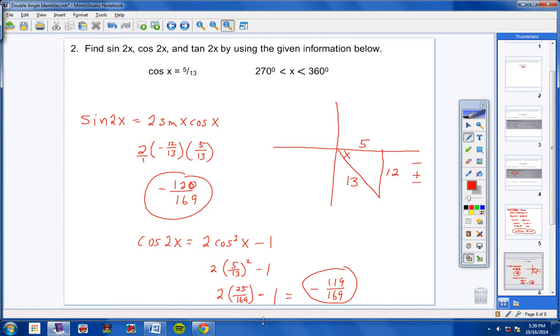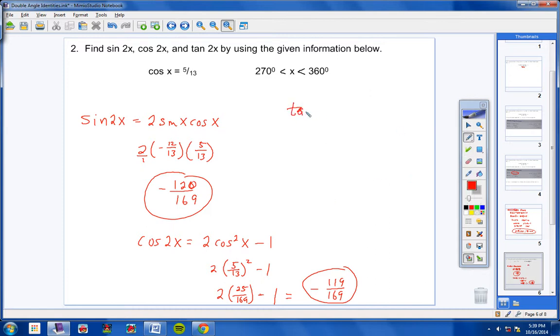So there we go. Not too difficult. Now I want to show you something pretty cool. Watch this. This is so cool, okay? Watch this. You're ready to do your tangent, right? Some of you might have worked ahead, and you're ready to do your tangent of 2x. You're like, okay, tangent of 2x, I'm going to make a substitution.